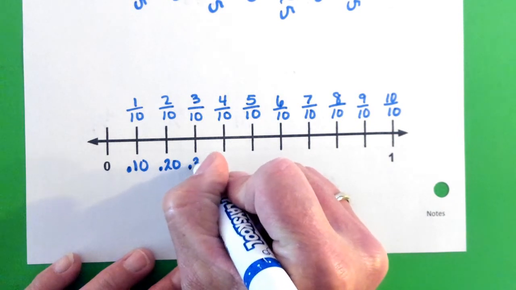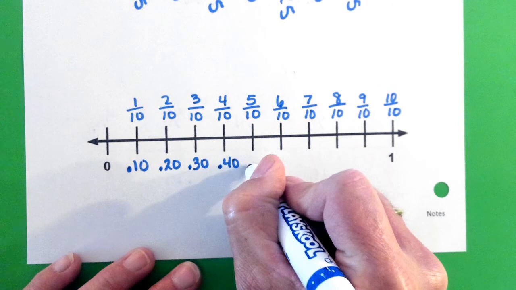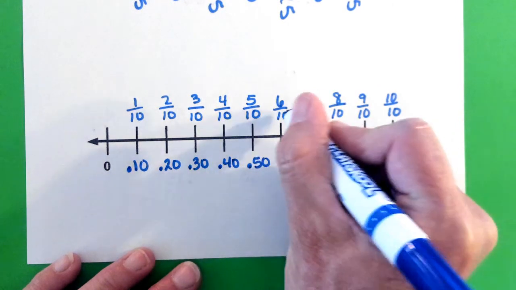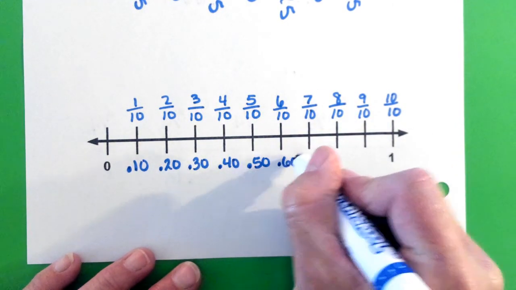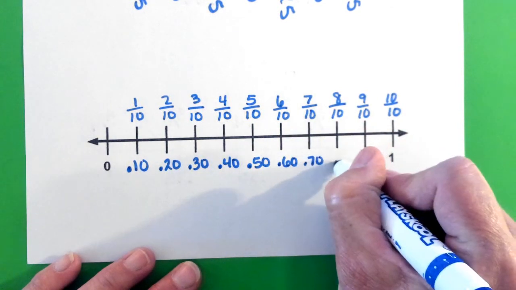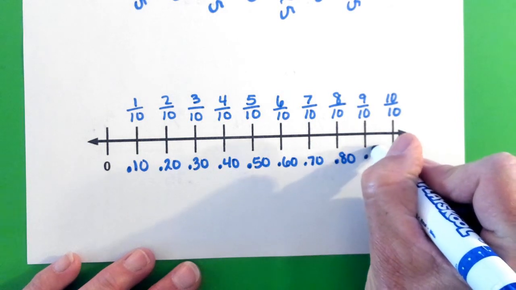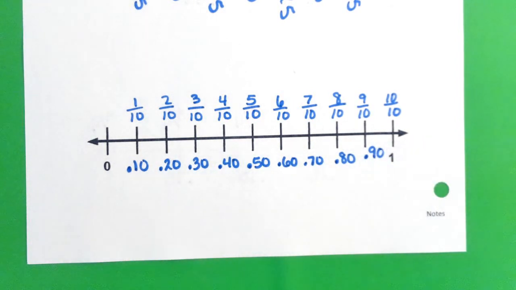3/10, 0.30. 4/10, 0.40. 5/10, 50 cents. 6 dimes, 60 cents. 7/10, 70 cents. 8/10, 0.8, add a 0, 80 cents. And then 9/10, 0.9, or add a 0, 90 cents.